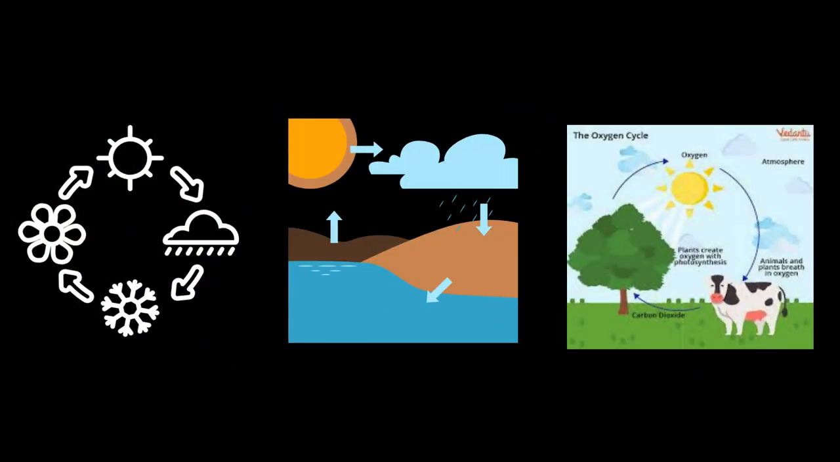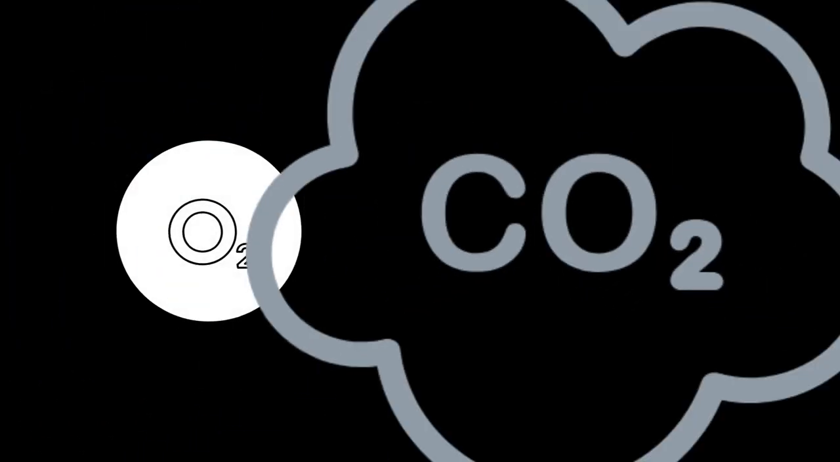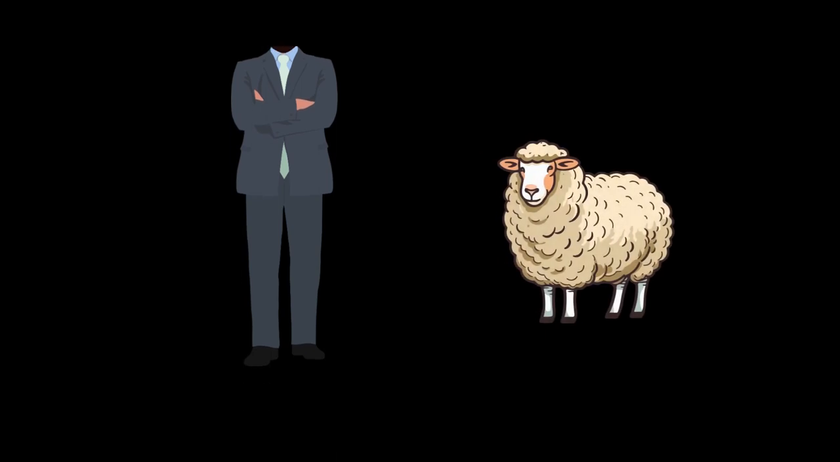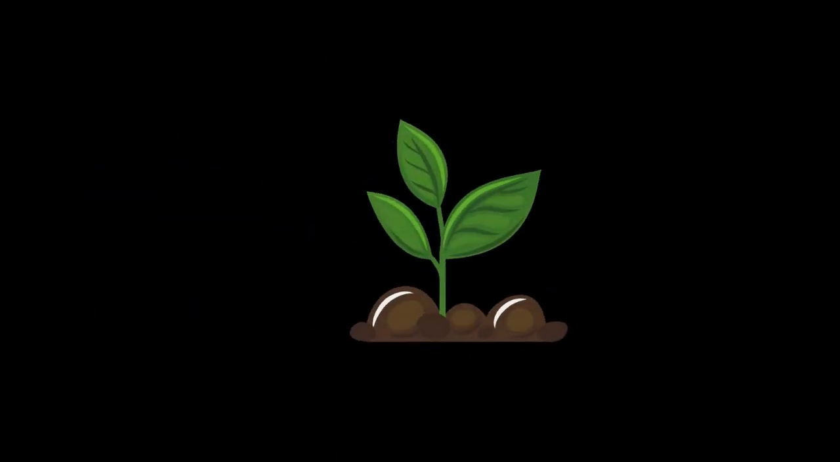All this enables reusability of essential resources needed for life, for example the oxygen cycle, which involves the exchange of gases, such as oxygen and carbon dioxide, by plants and animals. Humans and animals need oxygen and breathe out carbon dioxide, while plants need carbon dioxide and breathe out oxygen. What a symbiotic exchange between plants and animals.